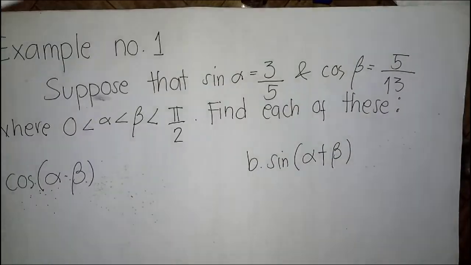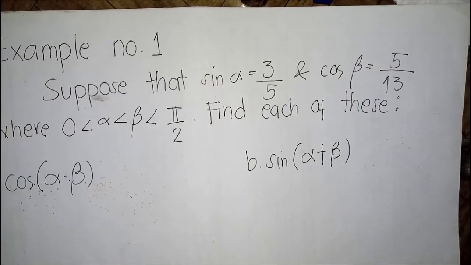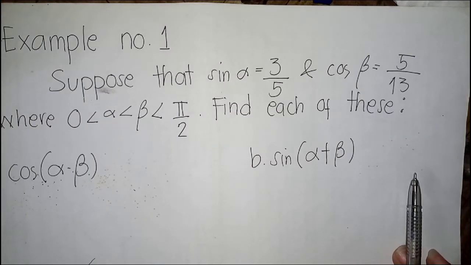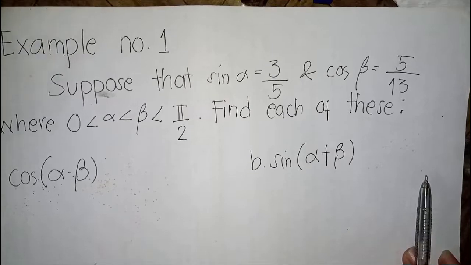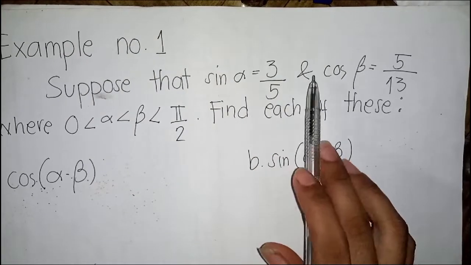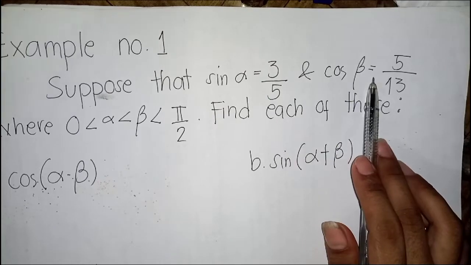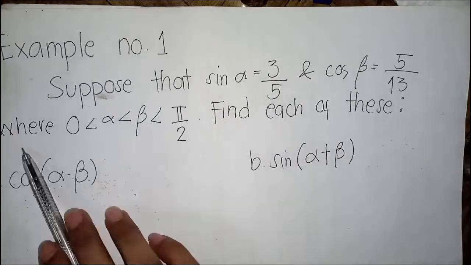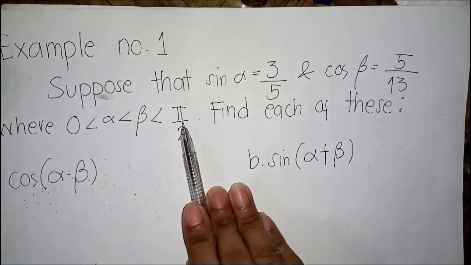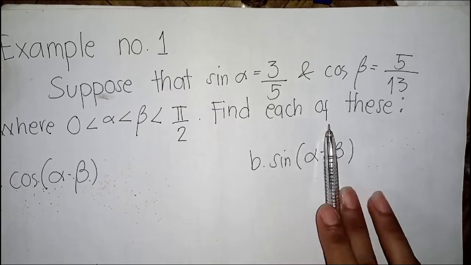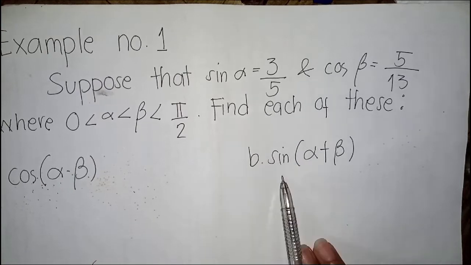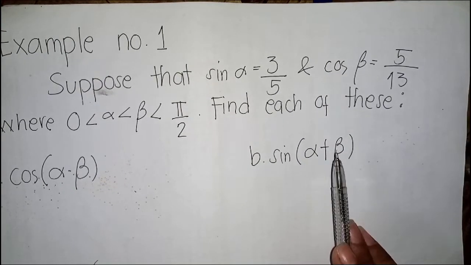So, these are examples on finding angle sum and difference identities. Example number 1. Suppose that sine alpha is equal to 3/5 and cosine beta is equal to 5/13, where 0 is less than alpha and beta, which are less than pi/2. Find each of these. Let's find the cosine of the quantity alpha minus beta, and the sine of the quantity alpha plus beta.